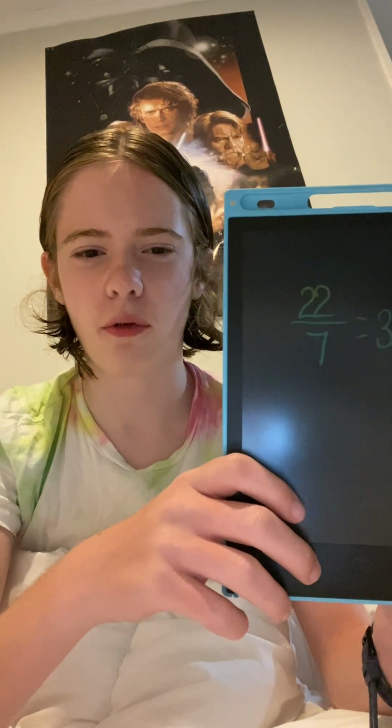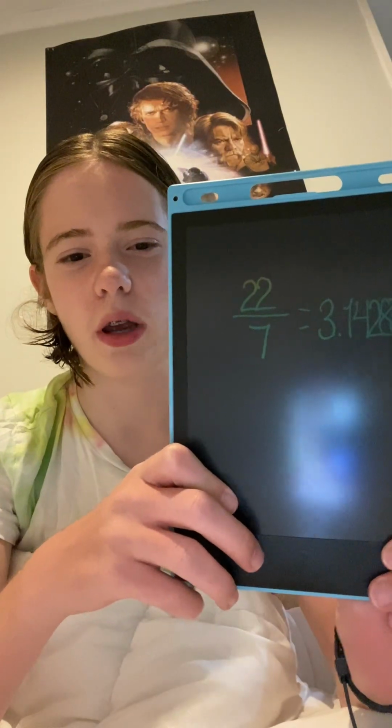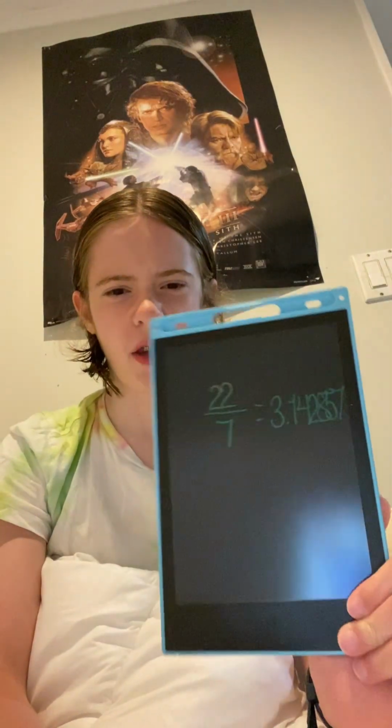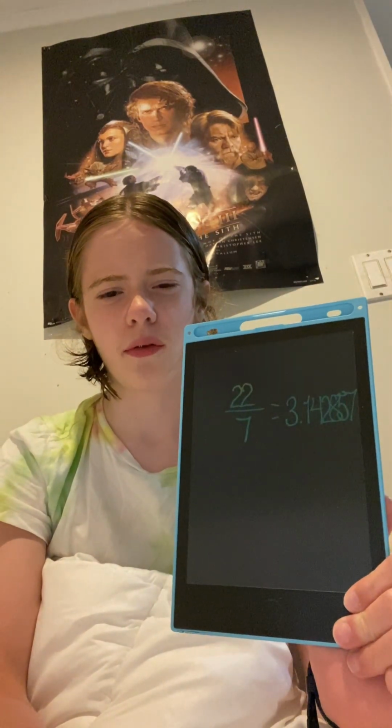What's up, guys? I'm going to show you how you can approximate pi using fractions. You may have been taught in high school that 22/7 is 3.14, right? Well, it is. 22/7 is 3.142857. This is about 0.001 off.